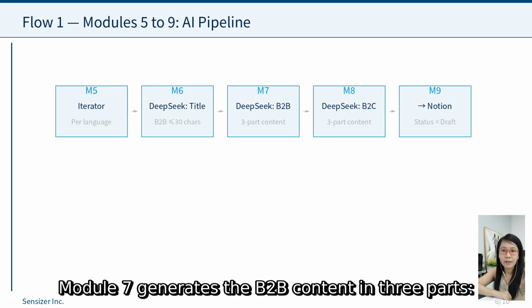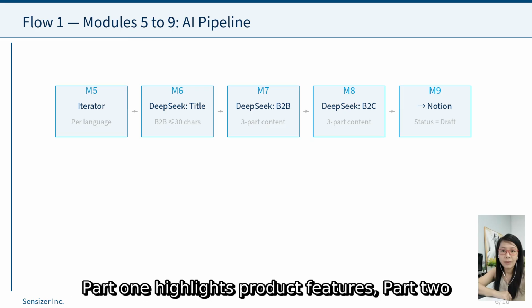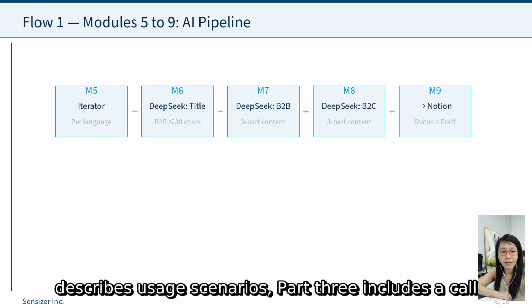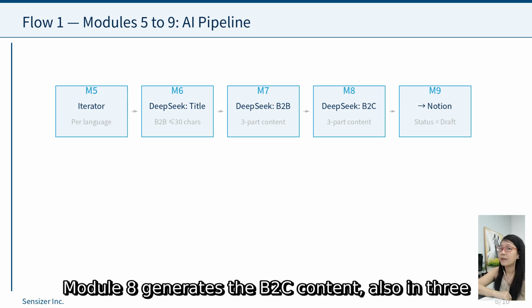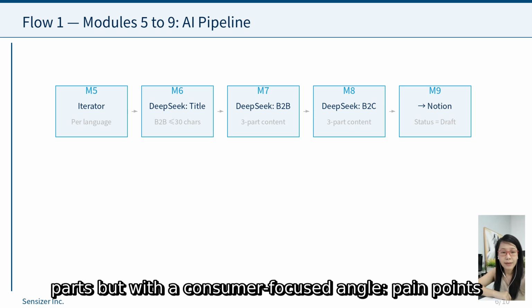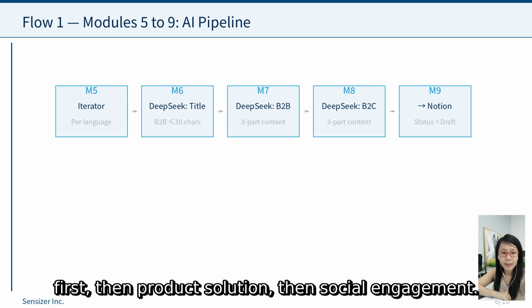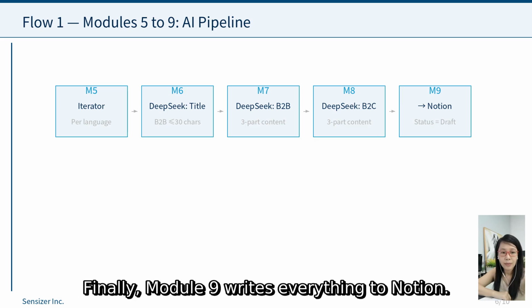Module 7 generates the B2B content in 3 parts. Part 1 highlights product features, Part 2 describes usage scenarios, Part 3 includes a call to action and comment engagement. Module 8 generates the B2C content, also in 3 parts but with a consumer-focused angle, pain points first, then product solution, then social engagement. Finally, Module 9 writes everything to Notion.